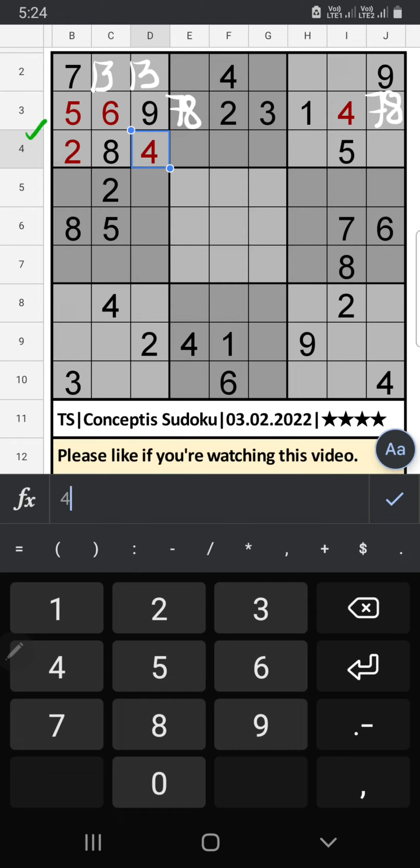Fourth row and column I, we have 2. So 2 can't come in these cells. Then 2 is confirmed here.